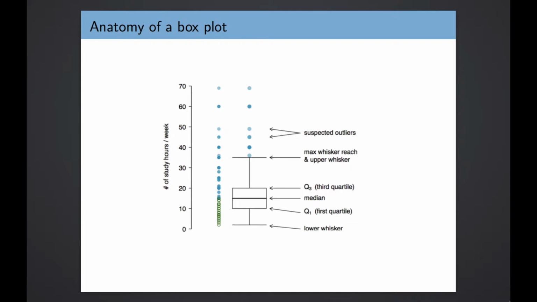Extending out from the box, you have these lines that reach up, and then the horizontal lines at the end of that line. Those lines are called whiskers, the lower whisker and the upper whisker. And on the next slide, I'm going to describe how those whiskers are defined. And then finally, above the upper whisker in this box plot, we see some suspected outliers. Outliers could be above the upper whisker, or they could be below the lower whisker.